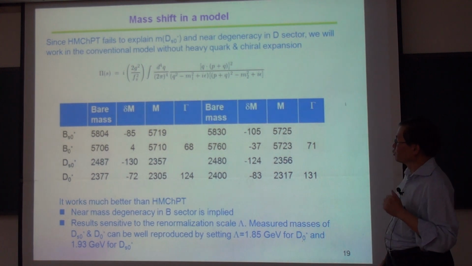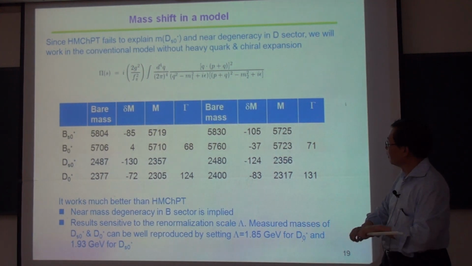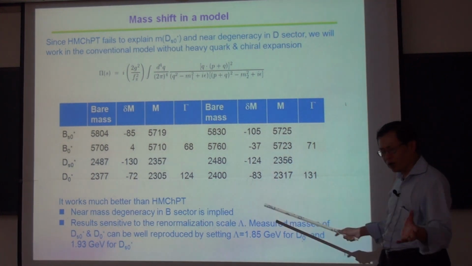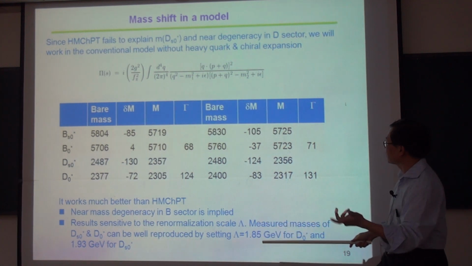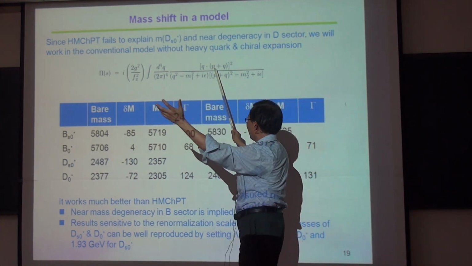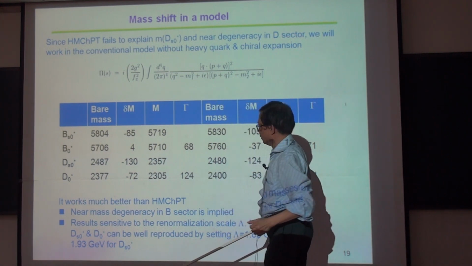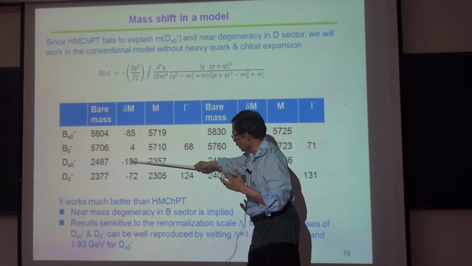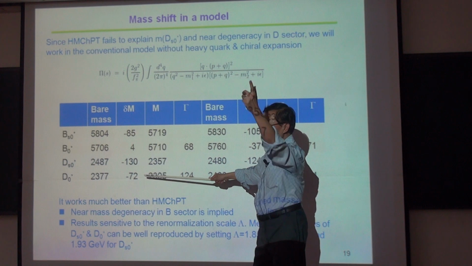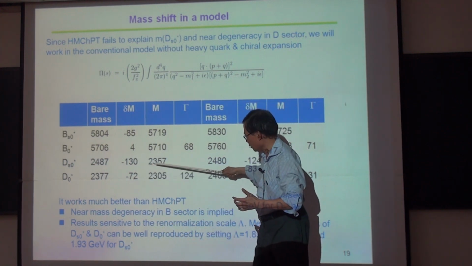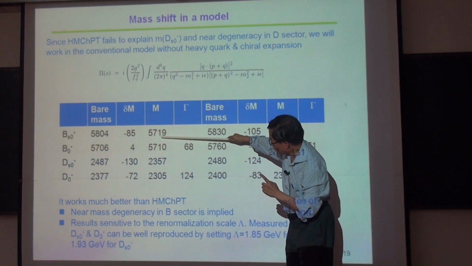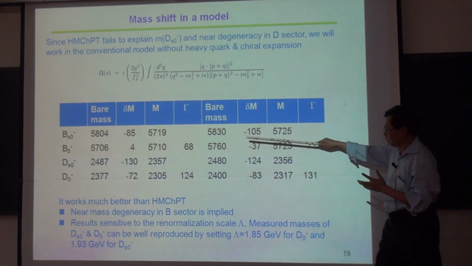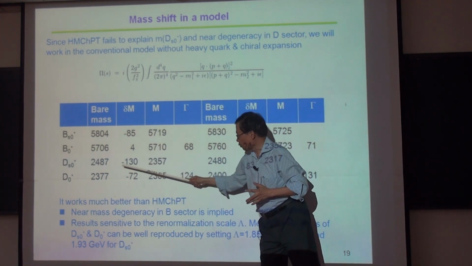Okay, anyway, we change gear. So let's do the loop calculation again. And this time, I will do the conventional quark model. I don't assume heavy quark or color expansion. So I do this integral same as this one, but I don't do the heavy quark expansion here. Amazingly, the calculation is much better. You see, it's 130 MeV. In the previous one, it's like 280 MeV. Now it's 130. So now you can see the near degeneracy of the B meson sector. So very close. Also, the mass of the DS node now is pushed down to.